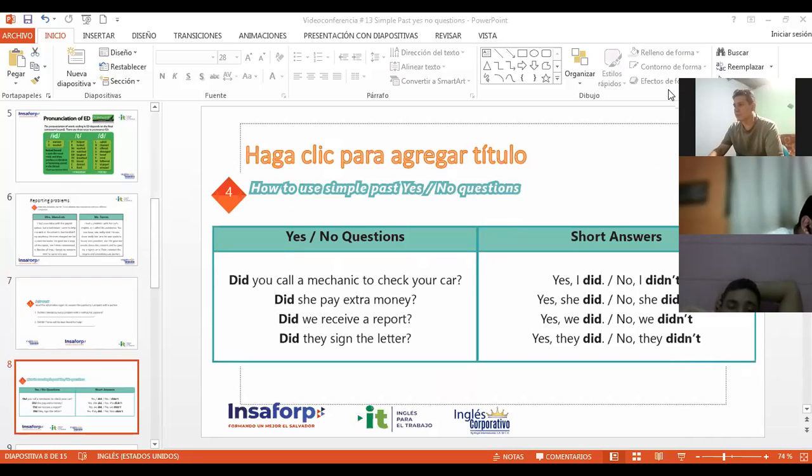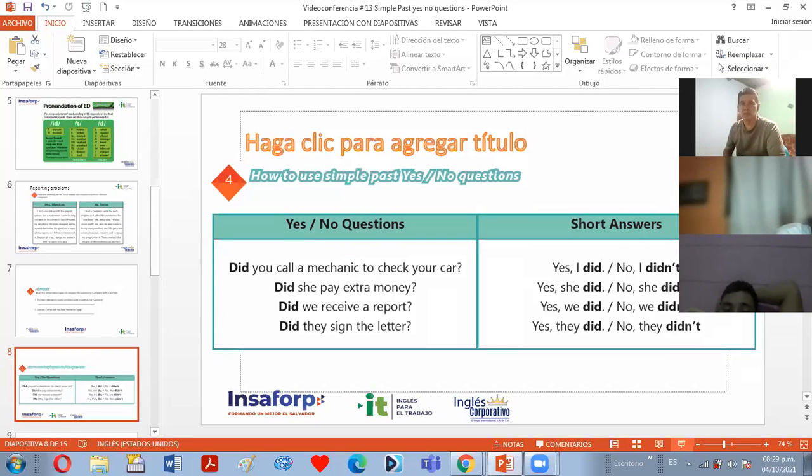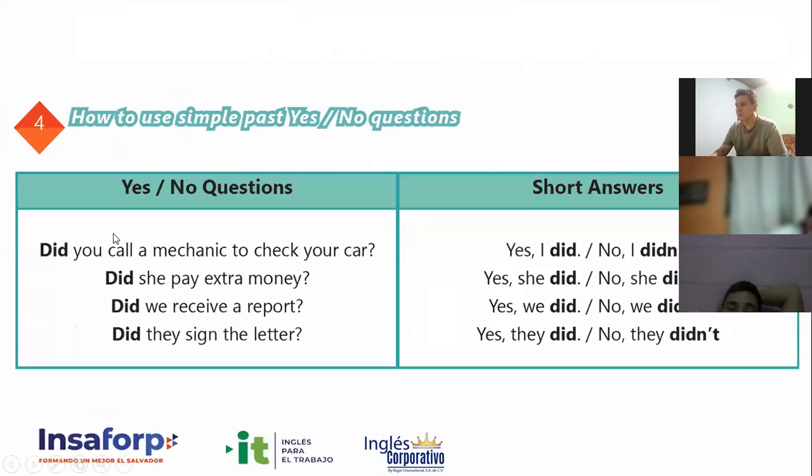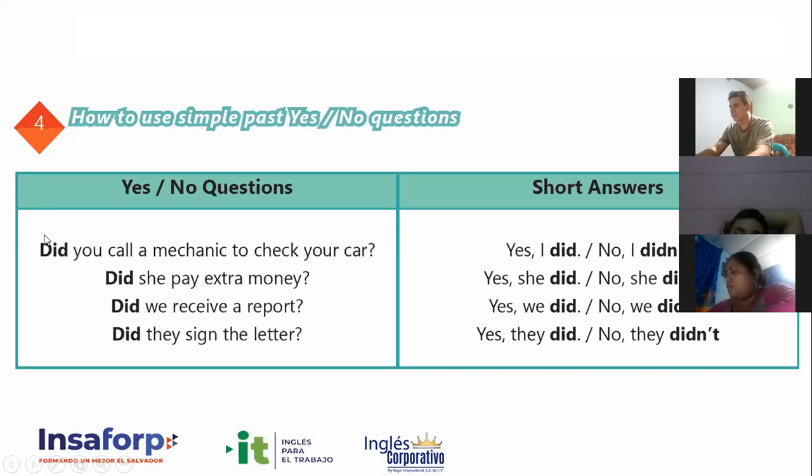Now guys, let's see. What is the structure of yes/no questions? As you can see here, to make yes/no questions in the simple past, we use the auxiliary. Which auxiliary? Did, exactly. Then we have the subject and the verb in the base form. Example, did you call a mechanic to check your car? Notice the verb is not in the past tense. The verb is in the base form. Why? Because we have the auxiliary did, and it tells you that you are asking about a past event. And the short answers: yes, I did, or in the negative form, no, I didn't.